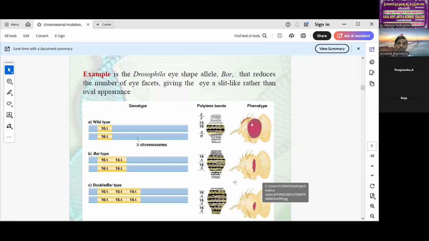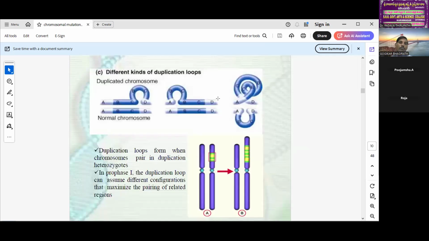Next, different kinds of duplication loops. The opposite strand lost the genes. This way, the corresponding area of the haploid complement changed into a buckle-like projection. That's why it produces loops. In the loop, BC genes are there. In the normal part, BC is there. In this way, we can observe after the duplication, the BC part is duplicated, and at the time of meiosis it forms loop-like structures.